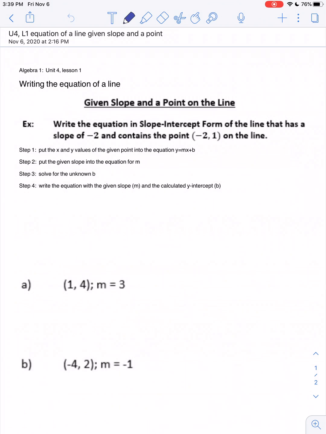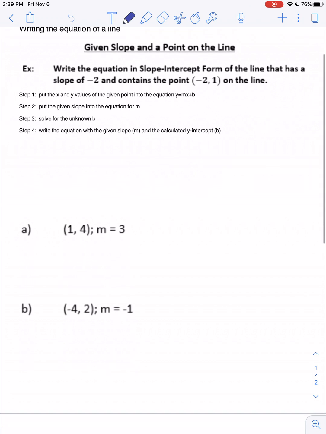This is Algebra 1, Unit 4, Lesson 1. We're going to write equations of a line given the slope and a point on the line. So let's go ahead and practice.